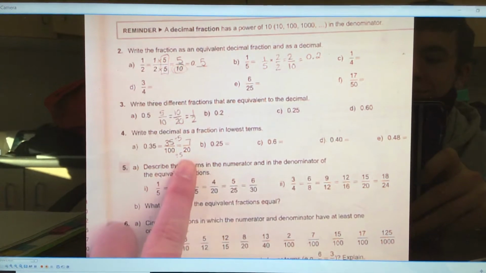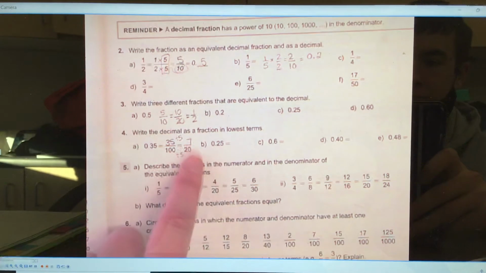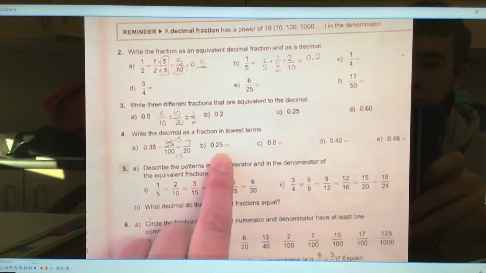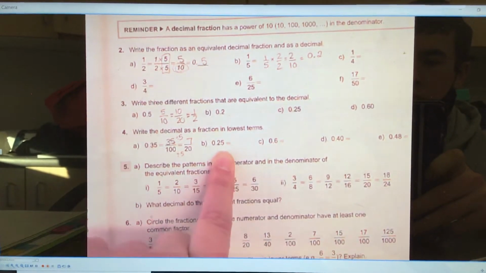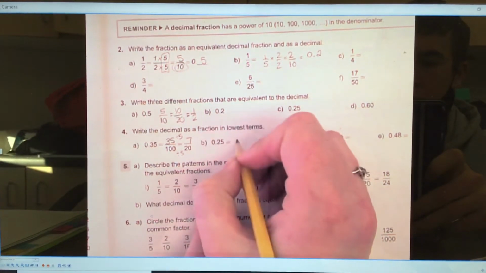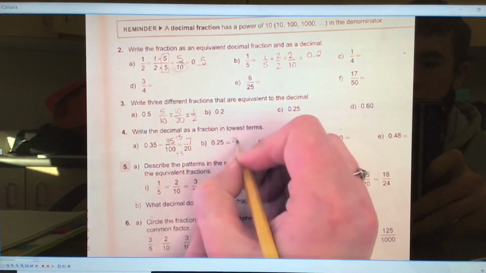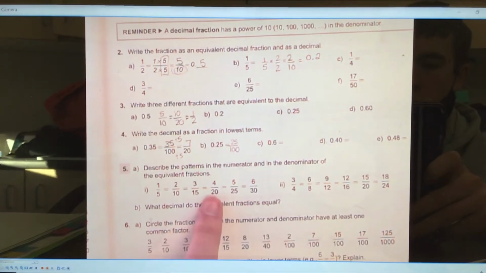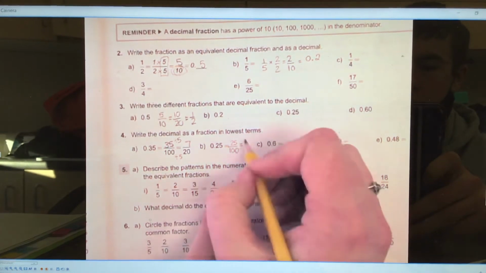Can I make 7 out of 20 any smaller? No, 7 is a prime number, so that's my smallest one there. I am going to do B with you as well, okay? Johnny, 0.25. How do I write that as a fraction? Thank you for correcting me. That would be 25 over 100. Okay, what could I divide both of those by to make them smaller? 5. Okay, so if I divided them by 5, what would that give me? That would be 5 over 20.